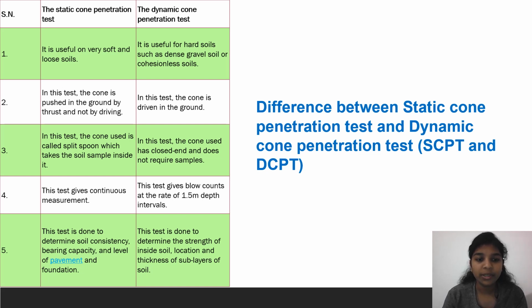Then the SCPT is done to determine the soil consistency, bearing capacity and the level of a pavement and the foundation. But the dynamic cone penetration test is done to determine the shear strength of the soil, the location and the thickness of the sublayer soil. So this is the difference between the dynamic cone penetration test and the static cone penetration test.